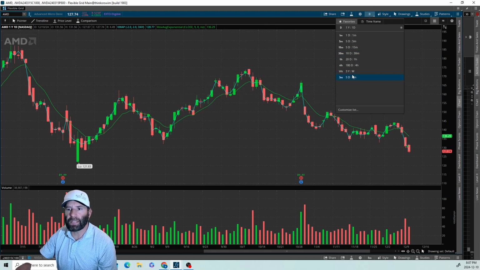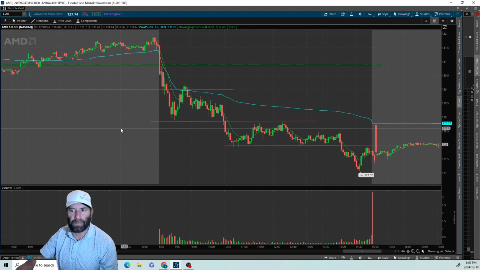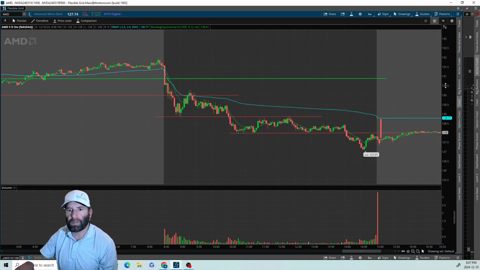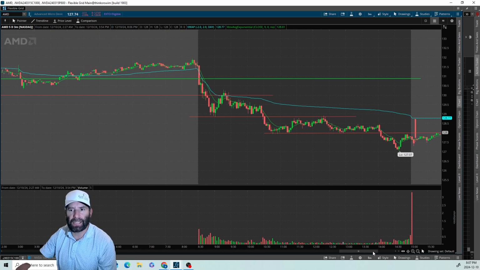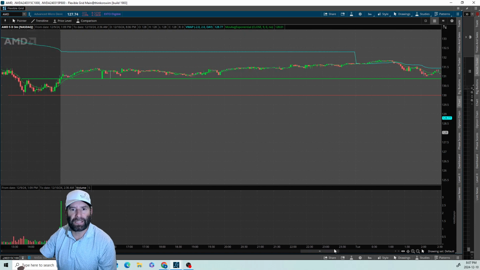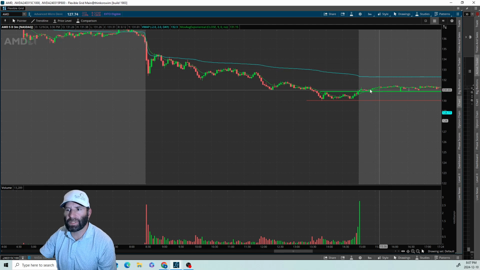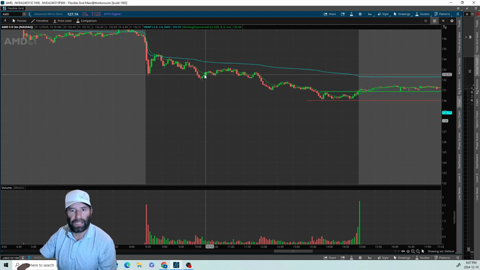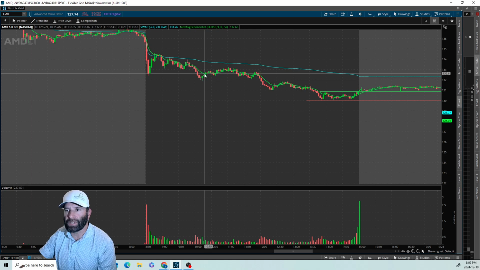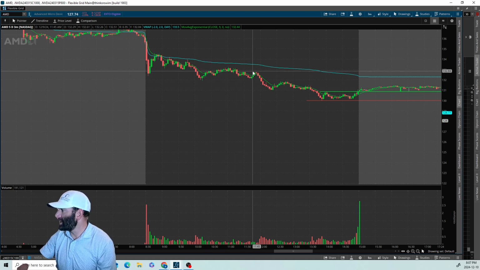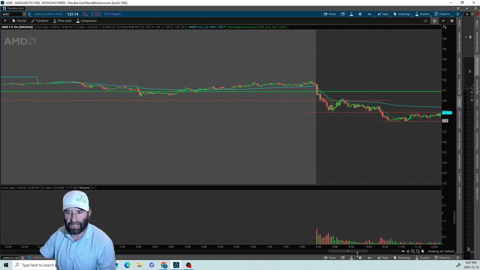So let's look at the intraday chart. This is a 3-minute chart. What I was looking for coming into today was some continuation from the move that happened yesterday. Yesterday was the breakdown day where it broke through that 132 area. And what I was looking for today was a continuation move.